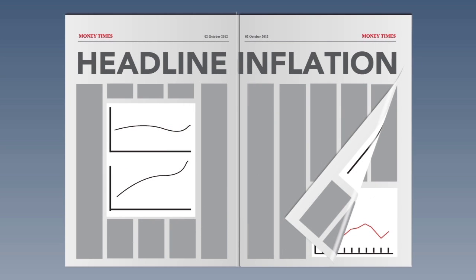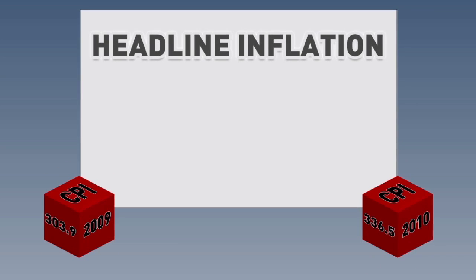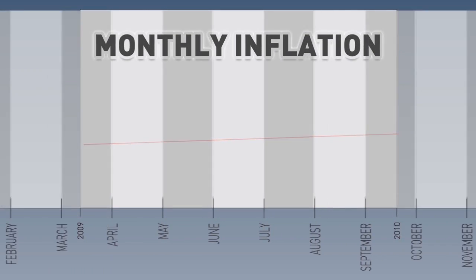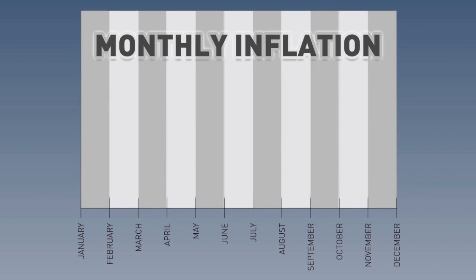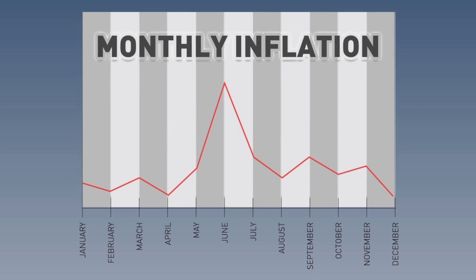Headline inflation is the most commonly reported inflation number, the one that is usually in the headlines. Headline inflation is essentially the one we have been calculating by comparing annual CPI for 2 years and looking at growth. However, inflation is often calculated for a month rather than a year. Monthly inflation means exactly what it sounds like: the change in prices over a month.